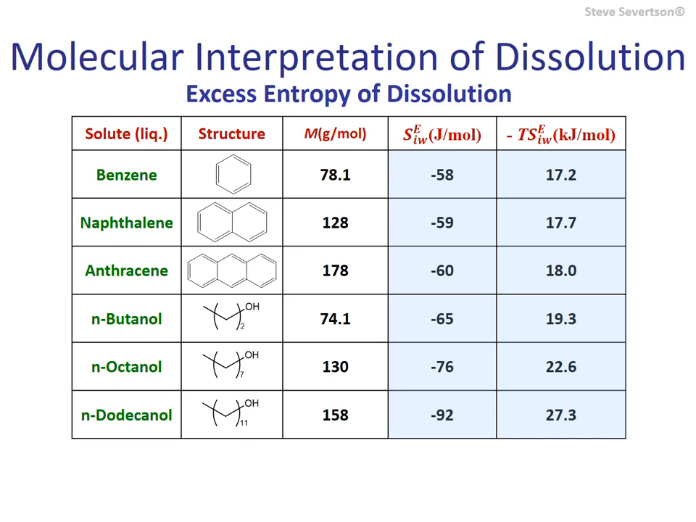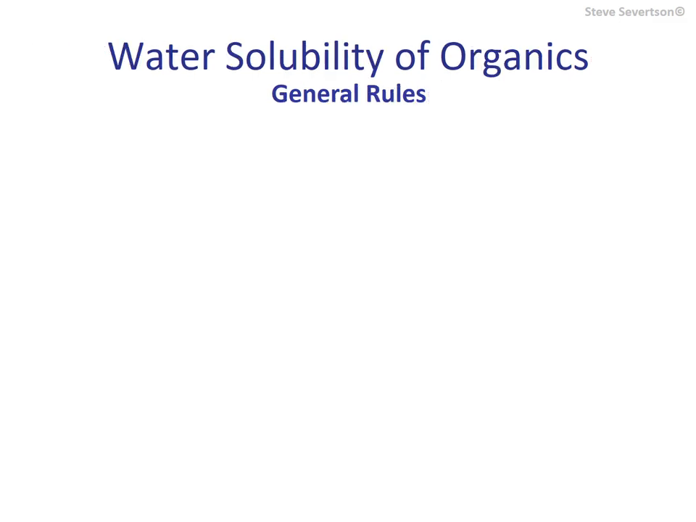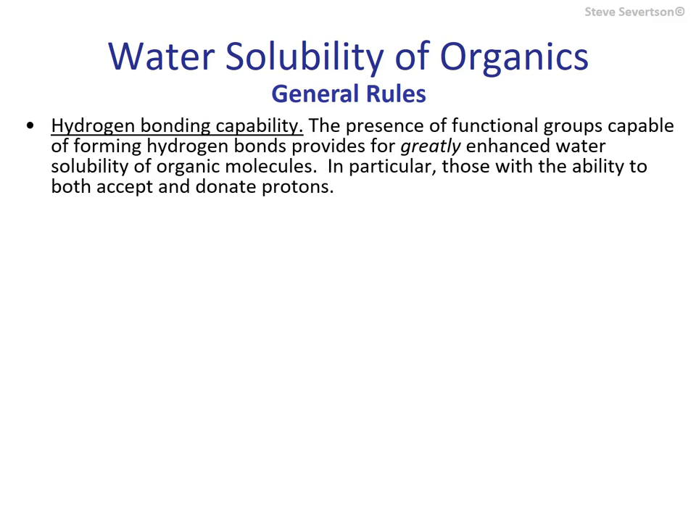The key points from the previous discussion have been shaped into a set of guidelines for assessing differences in the water solubilities between organic solutes. These are listed here pretty much in order of importance. They include hydrogen bonding capability. The most significant factor influencing water solubility is the presence of functional groups capable of forming hydrogen bonds, in particular those with the ability to both accept and donate protons.